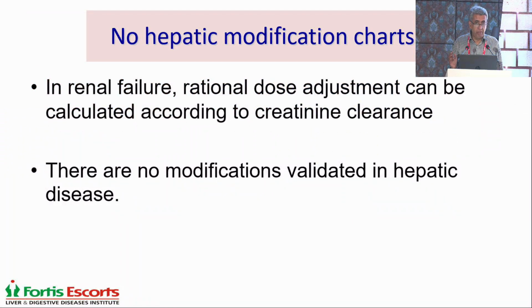Unlike renal modification charts, there's no hepatic modification chart. Often there is concomitant renal impairment, but we must be aware of the drugs which need to be modified in liver disease as well.